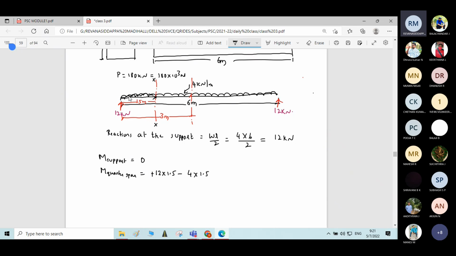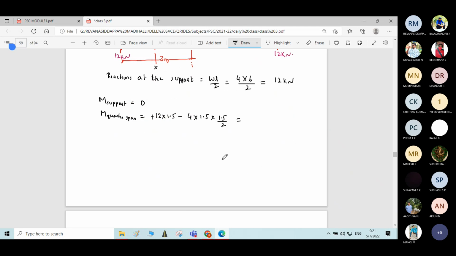4 into 1.5, the UDL gets converted into point load into perpendicular distance. Perpendicular distance will be equal to 1.5 divided by 2. So by this you will get moment at quarter span. What is the answer? You check the answer. It is 13.5 kilonewton meter. In terms of Newton millimeter, it is 13.5 into 10 power 6 Newton millimeter.